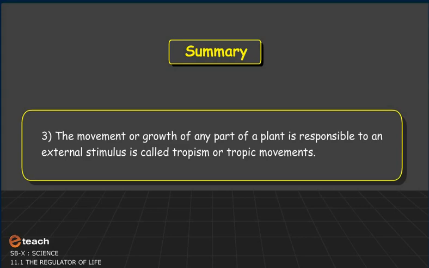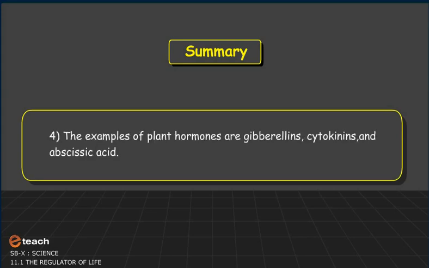The movement or growth of any part of a plant in response to an external stimulus is called tropism or tropic movements. The examples of plant hormones are gibberellins, cytokinins and abscisic acid.